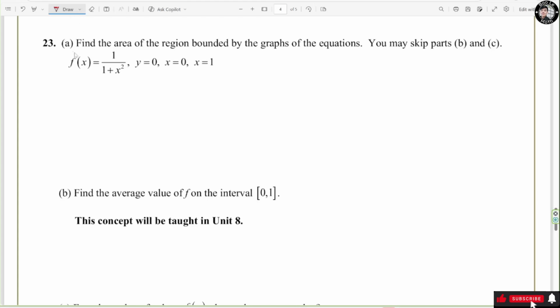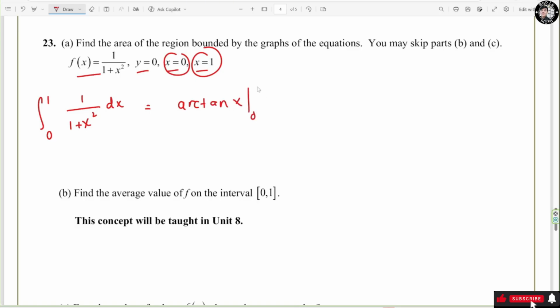Now question 23. Find the area of the region bounded by the graphs of the equations f(s), y equals 0, s equals 0, and s equals 1. Alright, so it's going to be the integral from 0 to 1 of 1 over 1 plus s squared ds, right? So it could be tangent inverse of s evaluated from 0 to 1. It's going to be tangent inverse of 1 minus tangent inverse of 0, right? So it could be pi over 4, right?